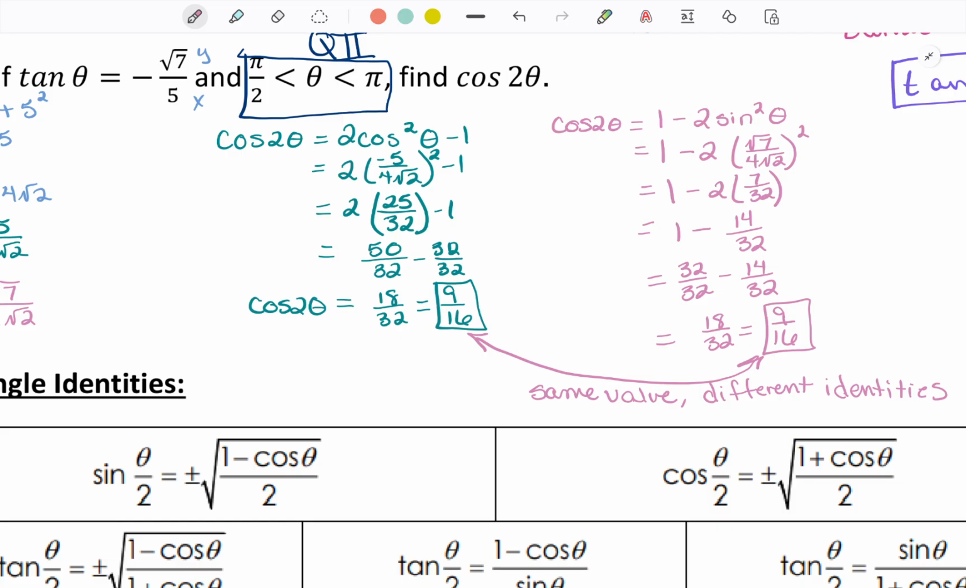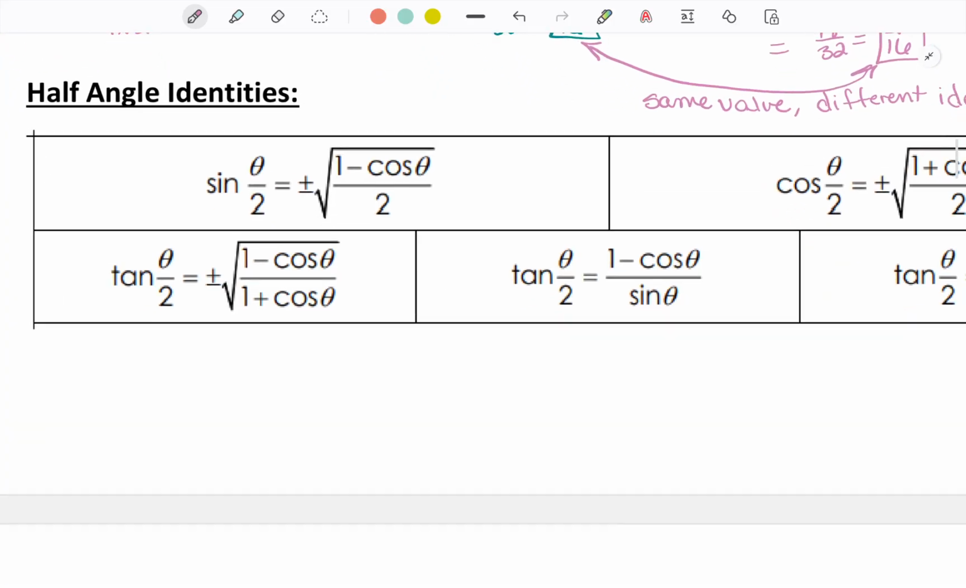So in this case, yeah, I got the same value, different identities. They just both did cosine 2 theta. So always look and just see what you can find. Sometimes it's what you are more comfortable with using. So it doesn't matter which one you use. They will all 3 of those spit out the same value, but I am not working a third one because we are already quite long today.